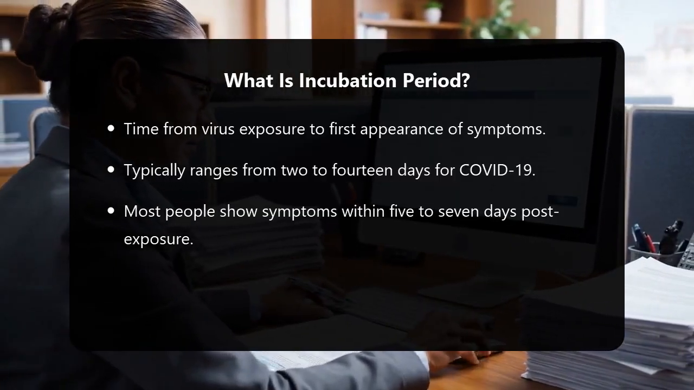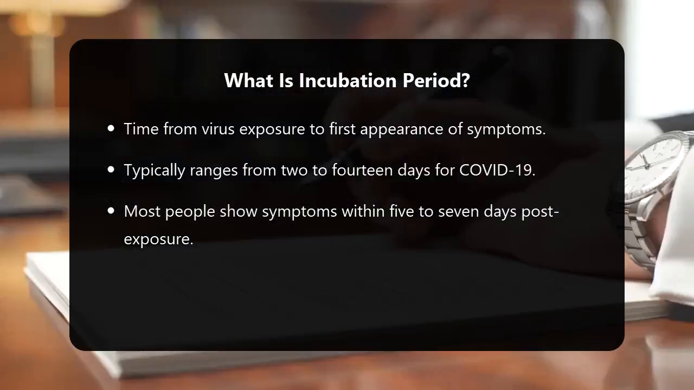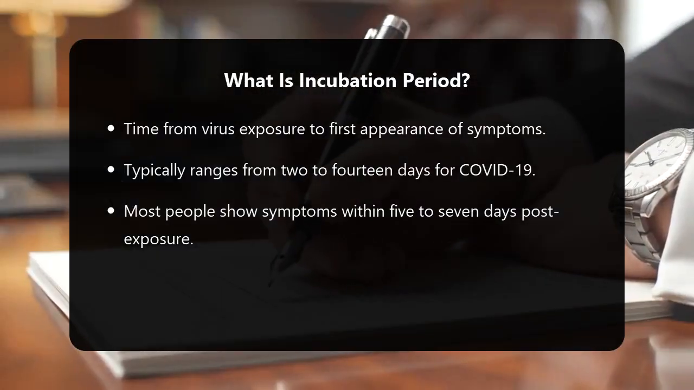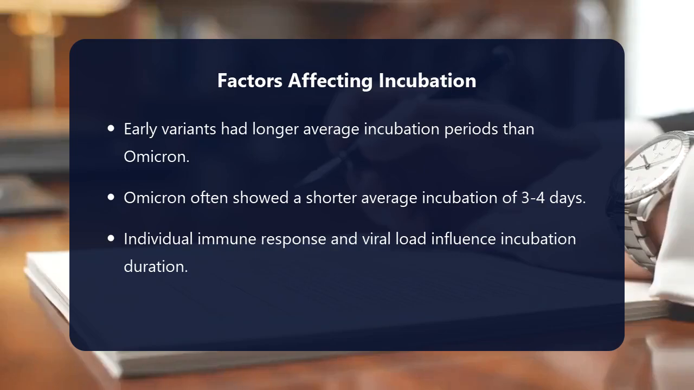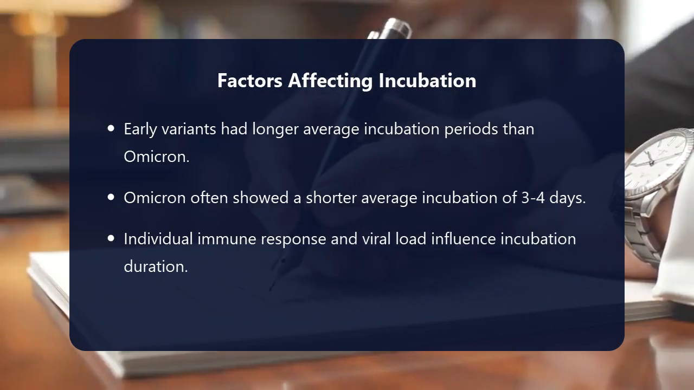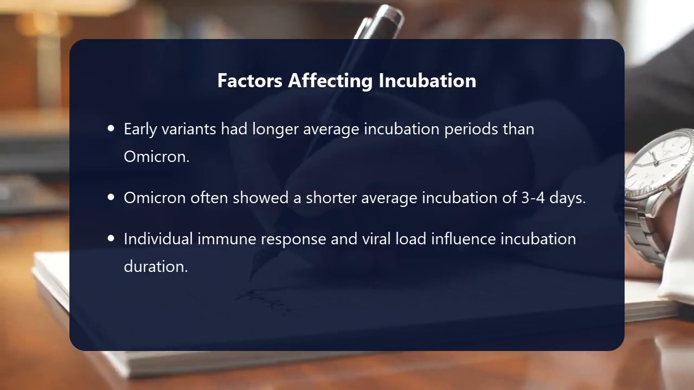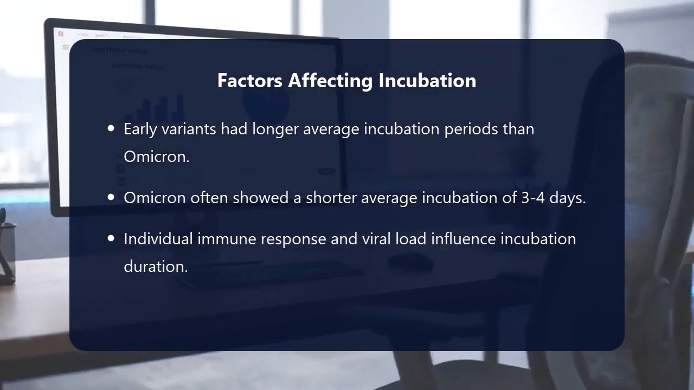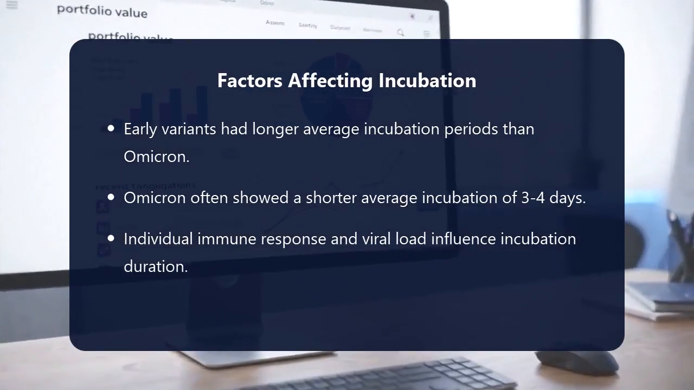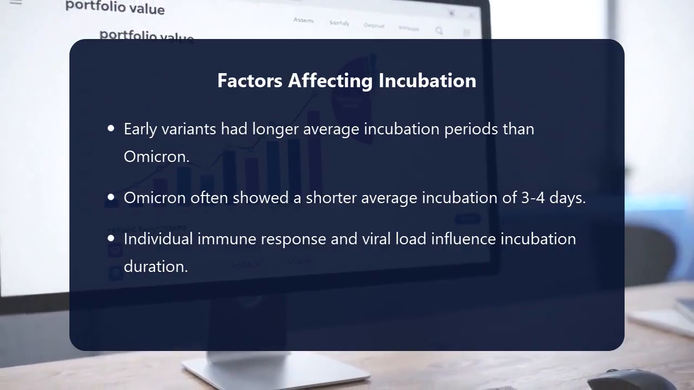Early variants like Alpha and Beta generally had a slightly longer average incubation. Later variants, such as Delta and Omicron, showed some shifts. Omicron, for instance, often presented with a shorter average incubation period. Many studies suggested an average of 3 to 4 days for Omicron. This accelerated timeline impacts how quickly the virus can spread. It also affects the effectiveness of contact tracing efforts.